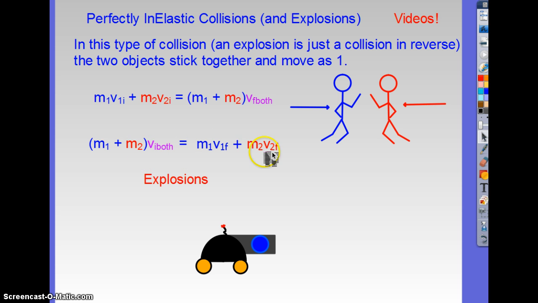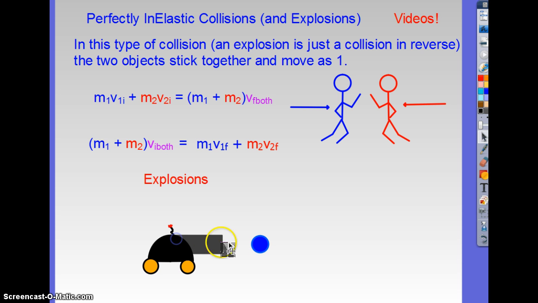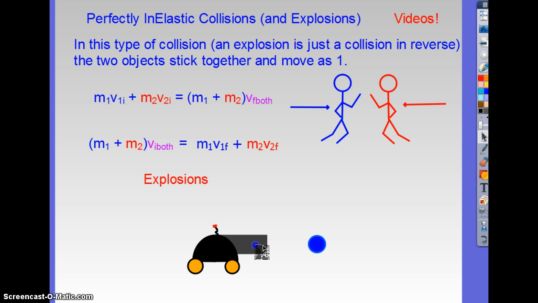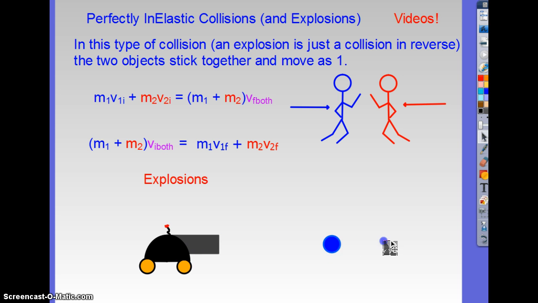That means your final momentum must add up to 0, meaning the cannon is going to have a negative momentum and the cannonball is going to have a positive momentum. So the cannon and the cannonball have equal and opposite momentum so that it can be conserved. Now the cannon, we know, is a lot bigger than the cannonball. That's why the cannon goes slower and the cannonball goes faster.